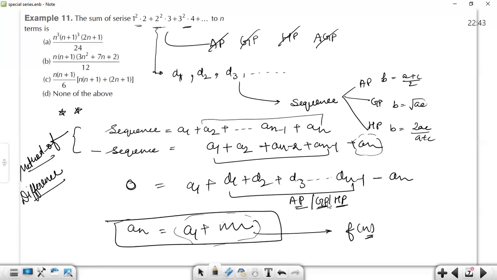Cool. Understood, everyone? Yes, sir. An represents the general or the nth term of a sequence.